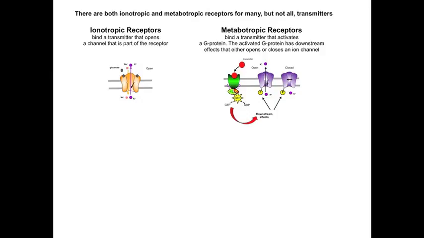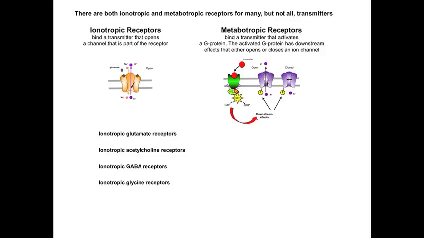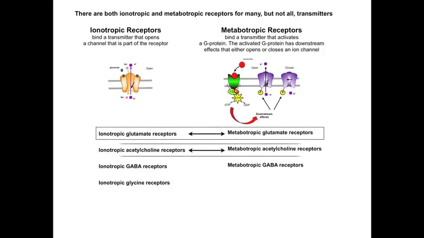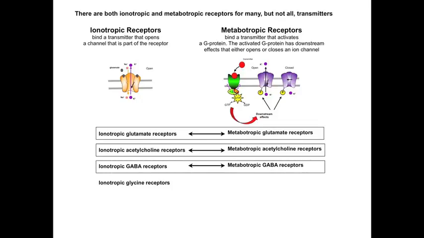There are two final points that you should be aware of. The first is that there are both ionotropic and metabotropic receptors for many, but not for all neurotransmitters. There are ionotropic receptors for the classic transmitters, glutamate, the principal excitatory transmitter in the brain, for acetylcholine, for GABA, the principal inhibitory neurotransmitter in the brain, and for glycine. There are also metabotropic receptors for glutamate, for acetylcholine, and for GABA. So these transmitters can have different effects depending upon the receptor at the synapse.